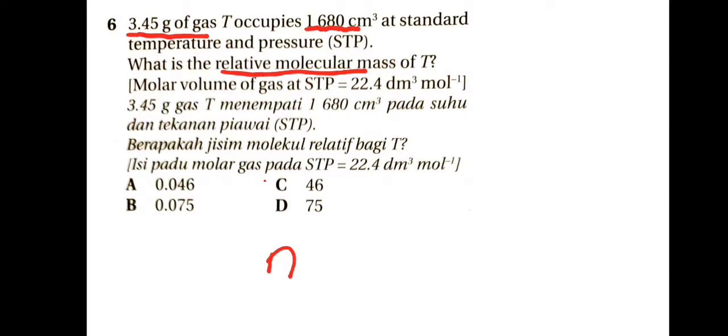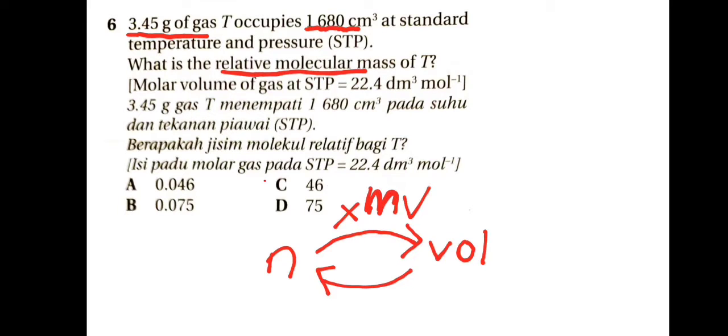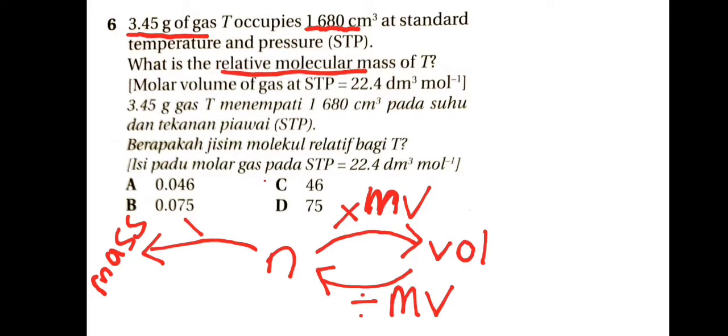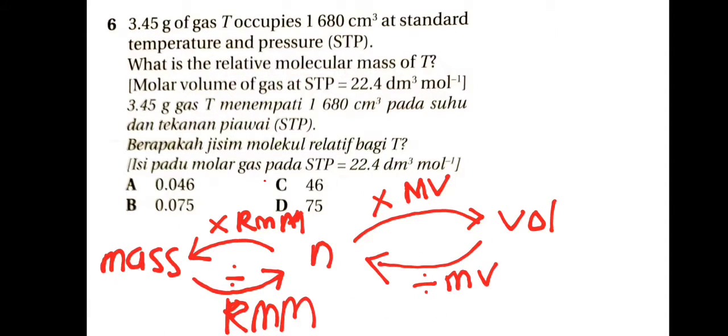From number of mole, if you want to find the volume, you multiply with the molar volume, MV. MV is molar volume. If from volume you want to find the number of mole, you divide by the molar volume. From number of mole, if you want to find the mass, you multiply with RMM. But from mass, if you want to find the number of mole, you divide by RMM.